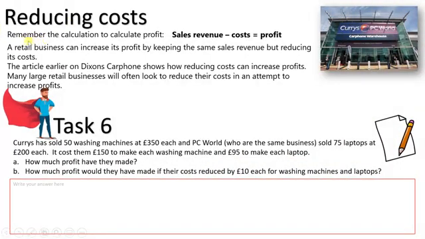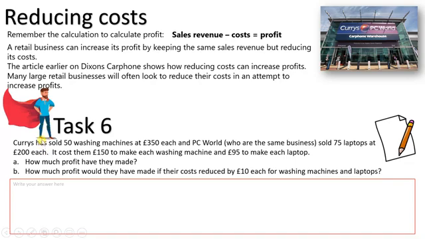Reducing costs. Remember the calculation to calculate profit. Sales revenue minus costs equals profit. A retail business can increase its profit by keeping the same sales revenue but reducing its costs. The article earlier on Dixons Carphone shows how reducing costs can increase profits. Many large retail businesses will often look to reduce their costs in an attempt to increase profits.